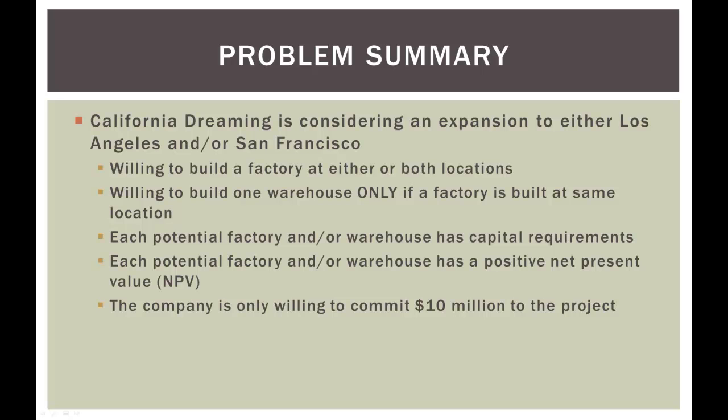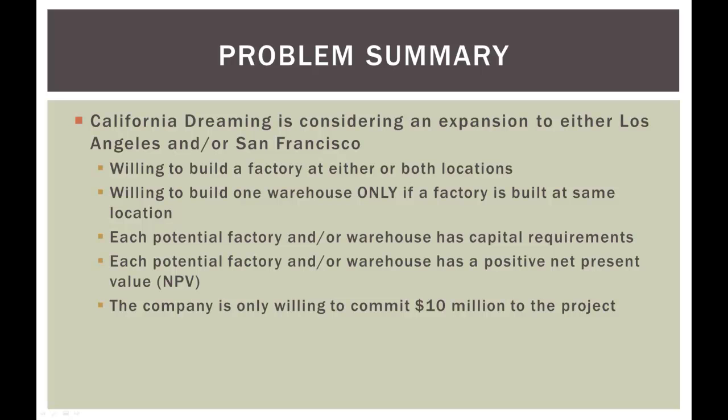So here's our problem summary. California Dreaming is considering an expansion to either Los Angeles, LA, or San Francisco. Now here are some criteria we have to keep in mind. They are willing to build a factory at either or both locations. They're also willing to build one warehouse, but only if a factory is built at the same location. So there will never be a warehouse without an accompanying factory.